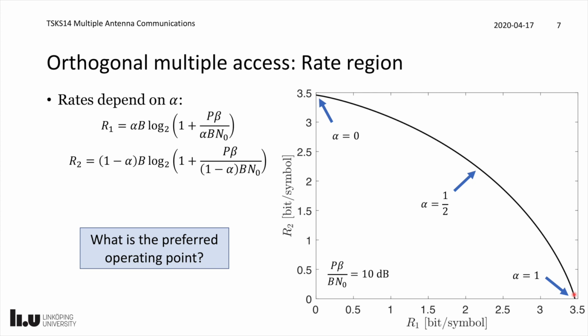So what is the preferred operating point here? We can achieve all the points on this black curve here, but which one should we choose? Well, we will come back to that, but we will first look at another option of doing multiple access.